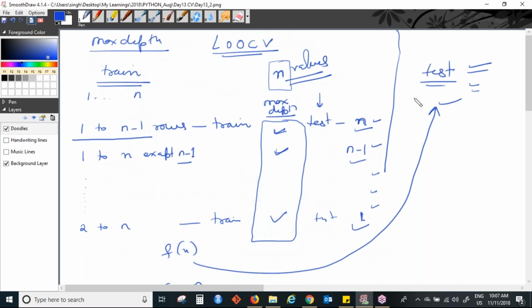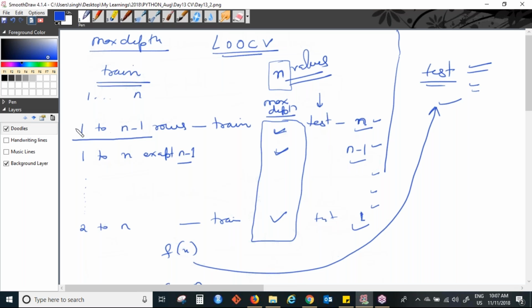But of course this has a very big flaw. The biggest flaw is that it is very slow because you have to run your model n times. So if you have 1 lakh rows, your model will run 1 lakh times, and it will take months to complete. If you are building a complex model with 1 lakh rows, it will take 1 month to complete.